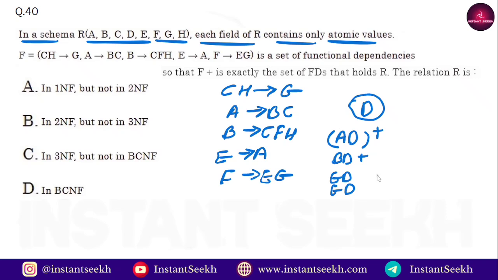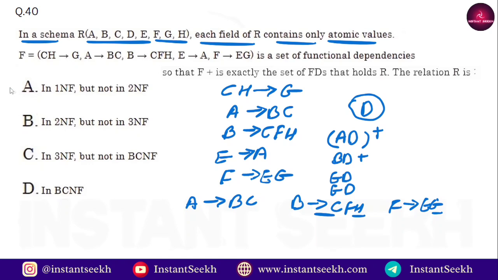Okay, but the dependencies are partial dependency. If we say A determines BC, B determines CFG, and F determines EG, these are what? Partial dependencies. Here C, H, and G are what? Non-key attributes. So with this we can conclude what the given relation is in.